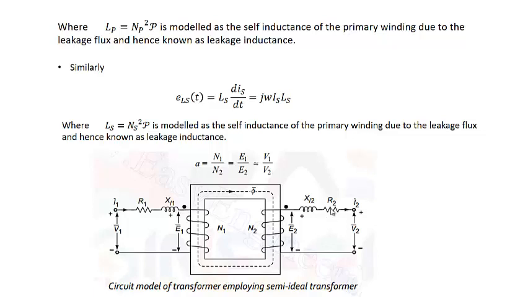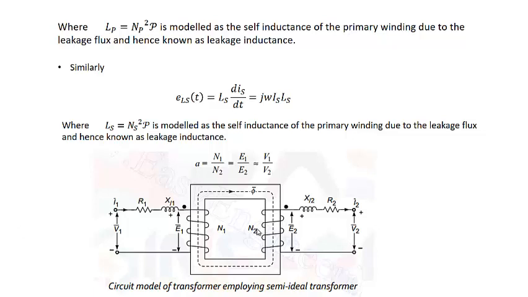So here also you will find in practicality that a is equal to N1 by N2, that is equal to E1 by E2. It is still equal to V1 by V2, because the difference between E1 and V1 is very small. We can consider them to be equal. Same is the case here, but for the equivalency we have to keep it like this.